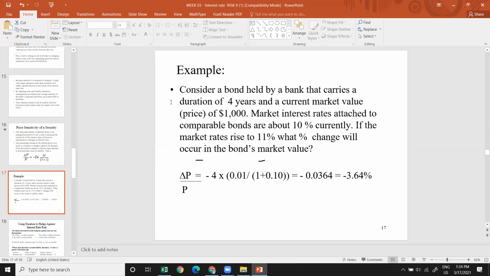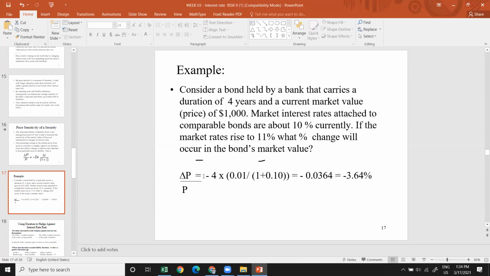So there's an example given: a bond which is held by a certain bank carries a duration of 4 years, and the current market value of this bond is 1,000, and the market interest rate attached to comparable bonds is about 10%. So if the market rate rises to 11%, a change will occur. What percentage change will occur in the bond's market value?